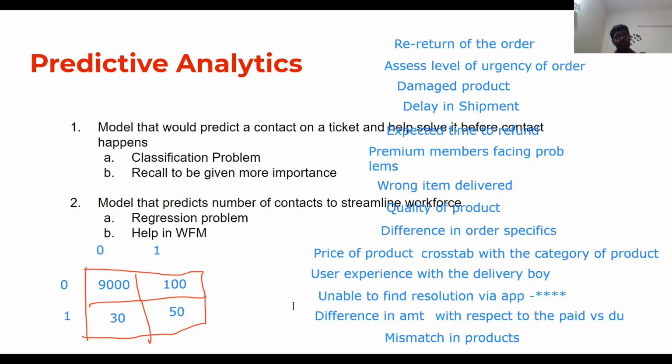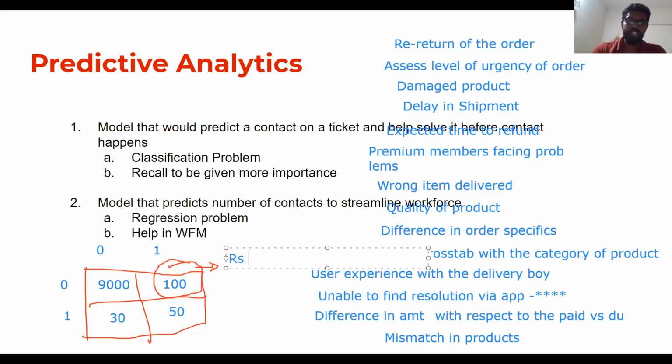Exactly. So now the whole idea is that in this particular scenario, a case in which you have a very high false positive rate might lead to some problems, because this is where I gave you a constraint: if you are facing 10 rupees per ticket extra to solve it, you are basically spending this much more amount as compared to what you could have done initially, right?